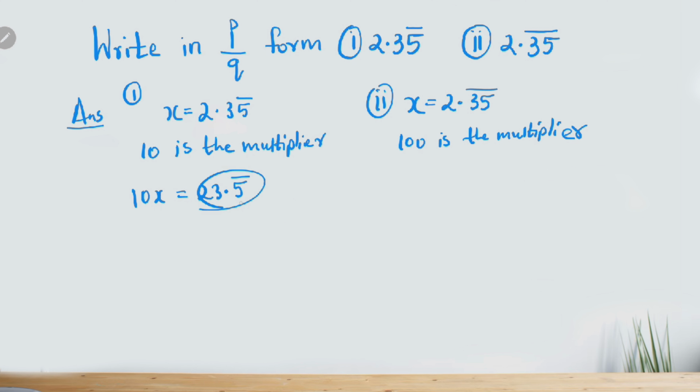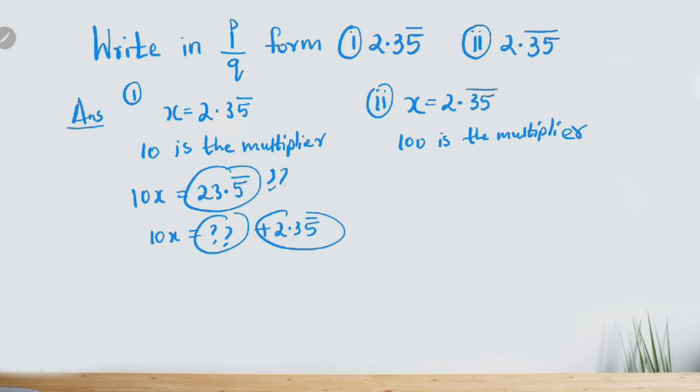In the next step, we'll be splitting this 23.5 bar in such a way that we can bring x in. So let's write that 2.35 bar here because we want x in our equation. Now 2.35 bar plus what will give us 23.5 bar? To get that number, just subtract these two.